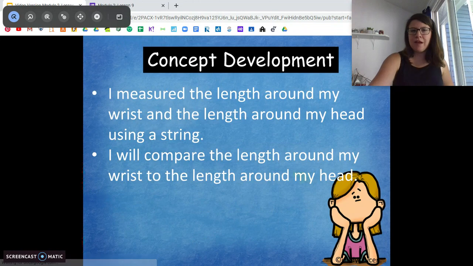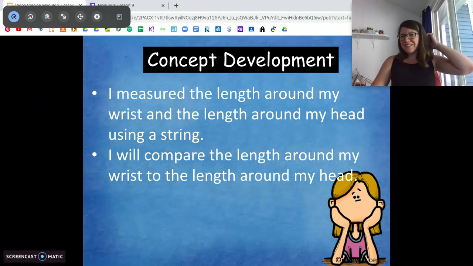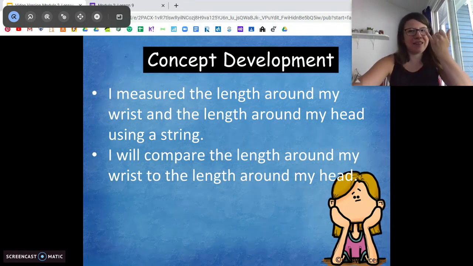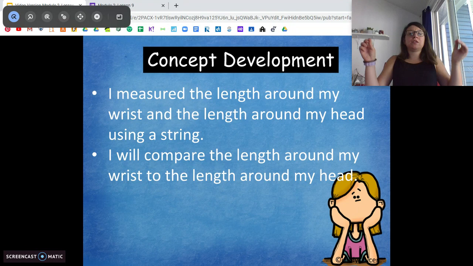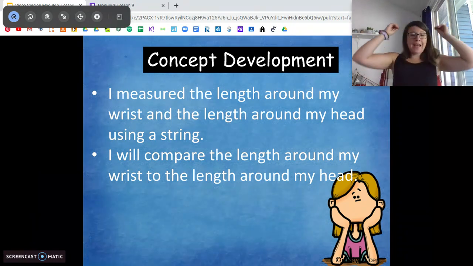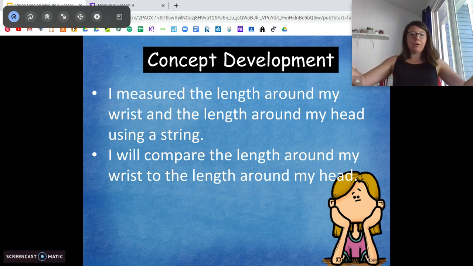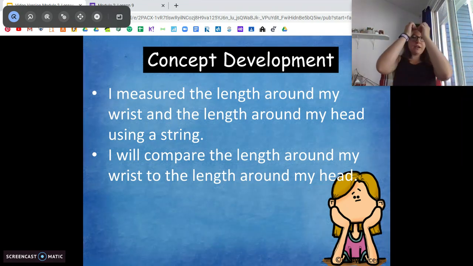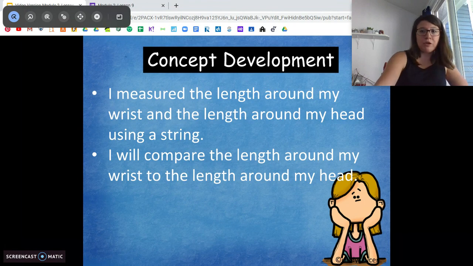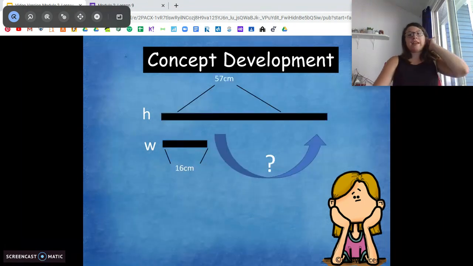Then I wanted to continue measuring, and things that are round are kind of hard to measure with a ruler, right? Or with even like centimeter cubes or any of that. So we can use a string. So I measured the length around my wrist and my head using a string, and then I took them out and I wrote the length and I measured them with a meter stick. So I took a string, went around my head and around my wrist, and then I laid them out and measured them. So I'm going to show you the lengths. So these are the lengths I got.